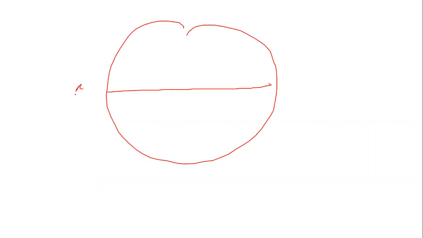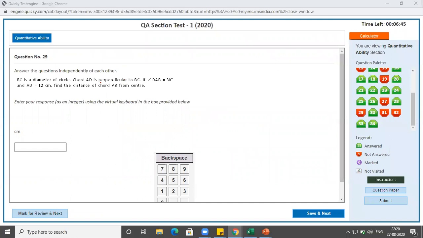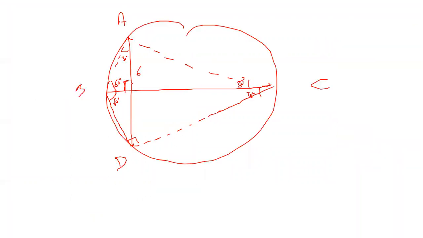If DC is the diameter of a circle, chord AD is perpendicular. कहीं पे फंस गए थे हम. अब देखते हैं. If DAB is 30 degree, this is 30 degree. First of all, this is 30, then this is also 30. And this is 60. This will be also 30. And this will be 60. And this will be 120. So this will be 60. This is perpendicular. Right. आगे क्या था? AD is 12. So this is 6. Okay. 30, 60, 90 का rule बन गया ये.